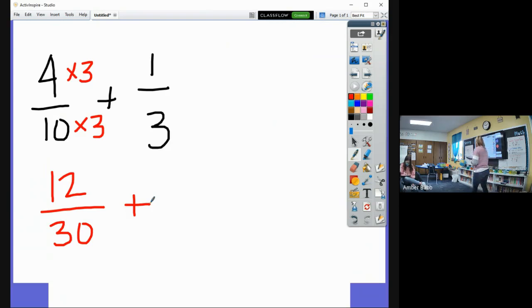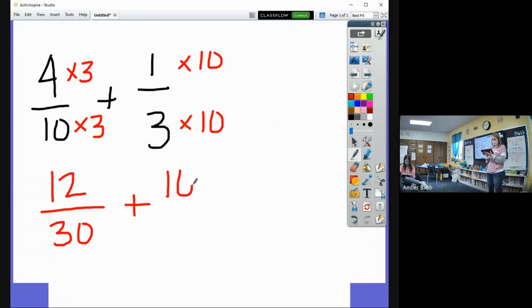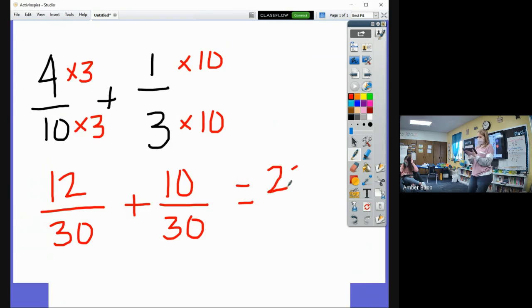Now on this one, what am I going to multiply my 1/3 by? Times 10. Okay, and when I do that, 1 times 10 is 10, and 3 times 10 again is 30. So I've got 12 plus 10. 22/30ths.